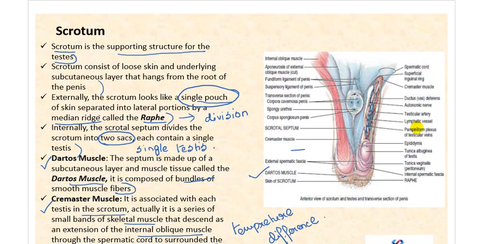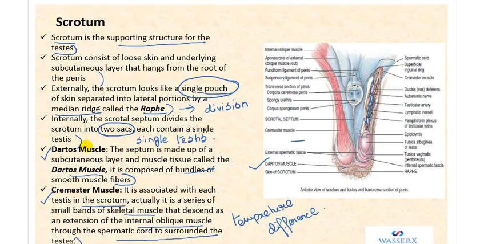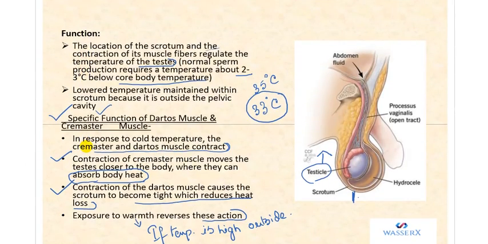First was the scrotum, the supporting structure, right? The division is known as the raphe. Then there are the two sacs. Okay, then there are the cremaster and the dartos muscle, and the diagram. What is the function? Basically to maintain the temperature below the body temperature so that sperm can be produced. And the cremaster and the dartos muscle functions are very important. You need to remember what they do, the cremaster and the dartos muscles.